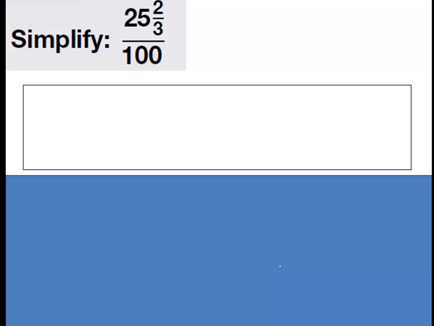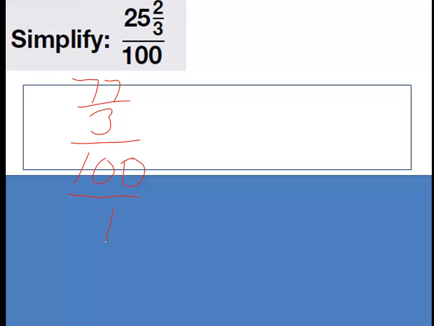So let's take a look at one. How do we simplify this? Well, the first thing you've got to do is get two fractions on top of each other. So the top one, 25 2/3, we've got to convert to an improper fraction. 25 times 3 is 75 plus 2 is 77, so 77 thirds is going to be on top. And in the bottom we've got 100. How do we make that a fraction? Well, we just put it over 1. Isn't 100 really 100 over 1? It is. So now we've got that.